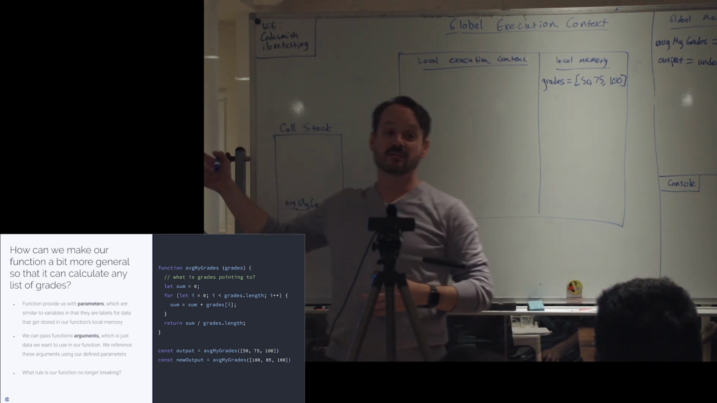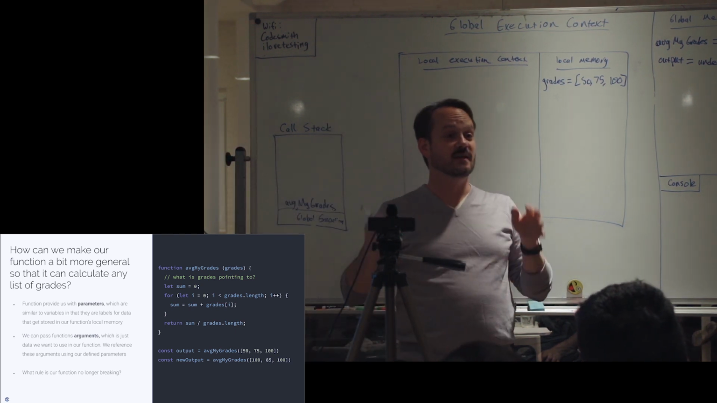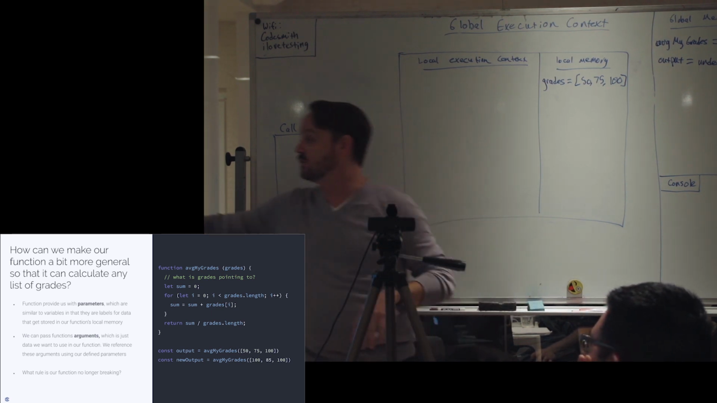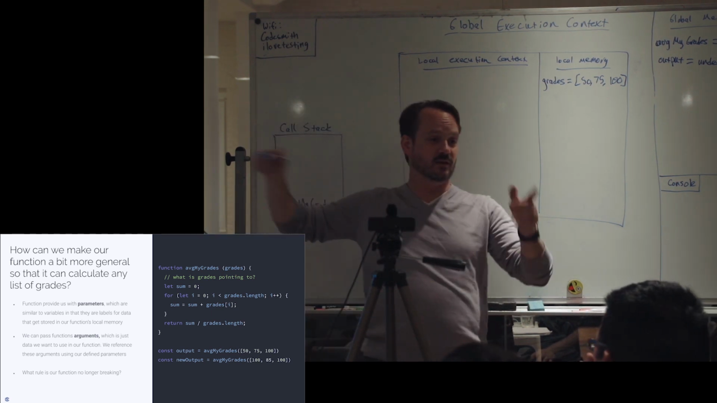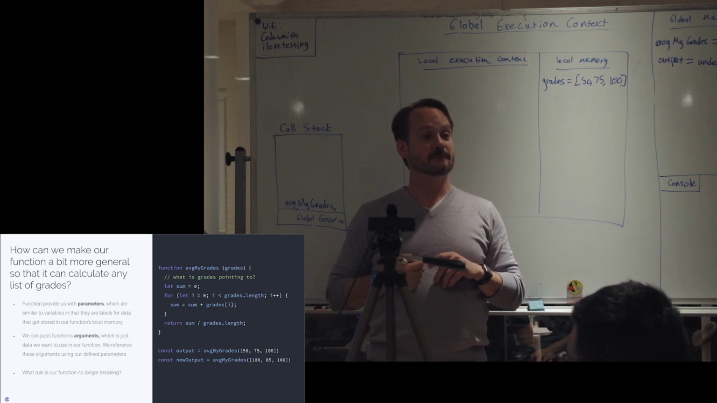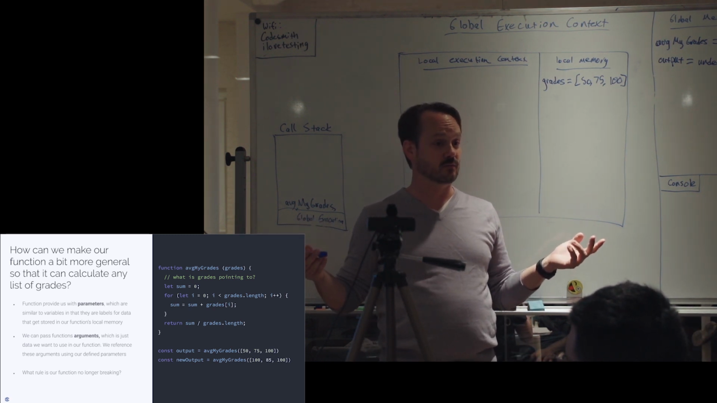So when we declare grades, that only exists in this function. If I try to use grades outside of this function, what's going to happen? I'm going to get an error because it doesn't exist, right?